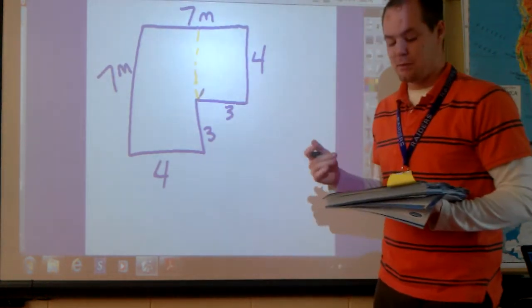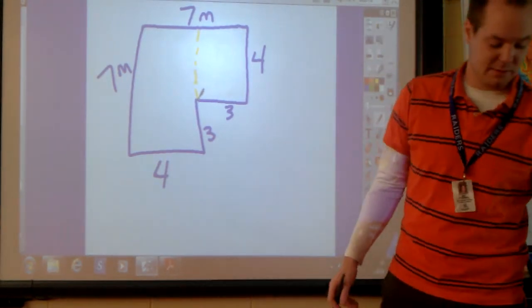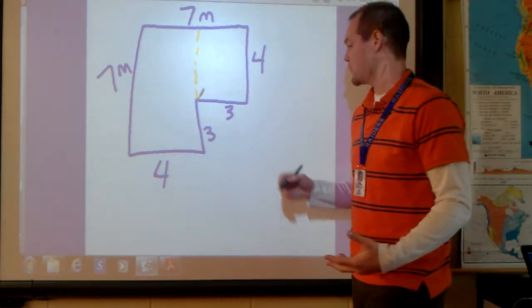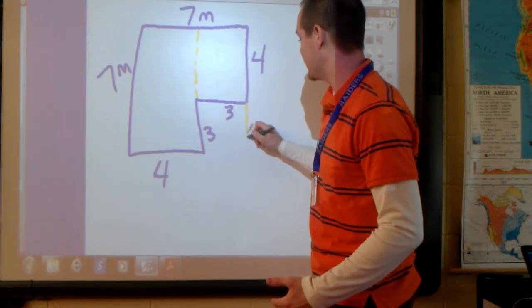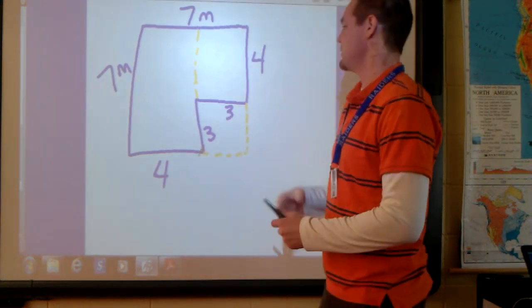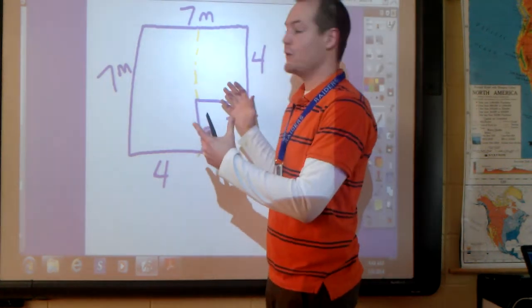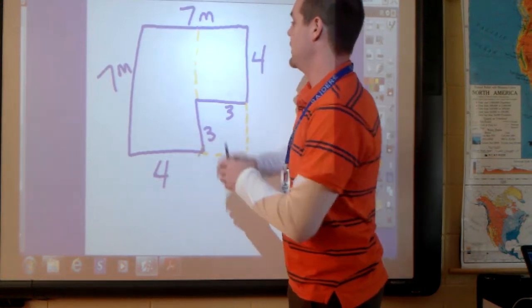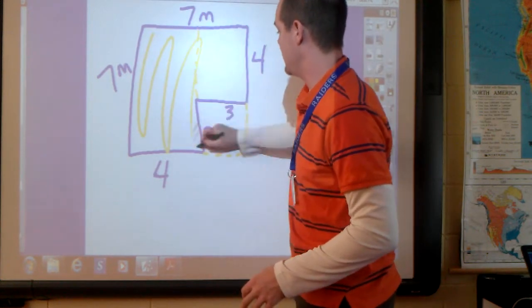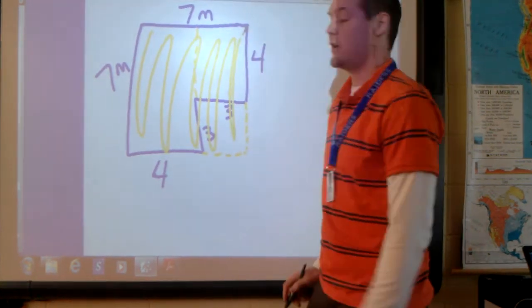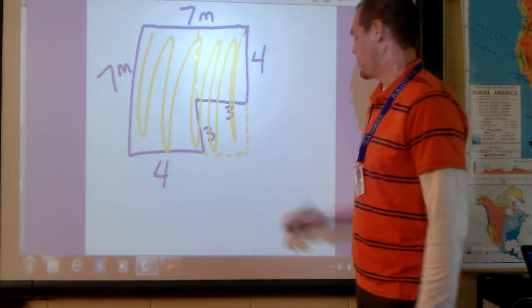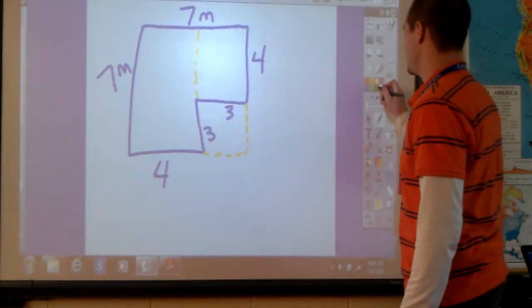The other way that I'm going to show you today is just so that you're introduced to it. You can also make this entire thing a rectangle, figure out the area of this entire shape, and then subtract what we want to get rid of. That's what I'm going to do for this second one.